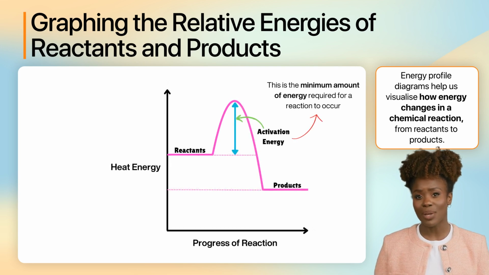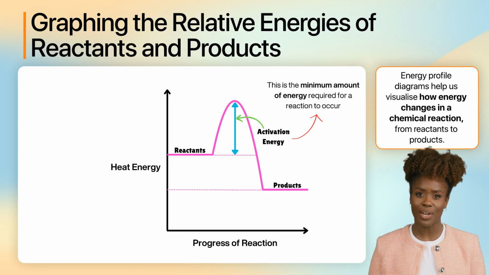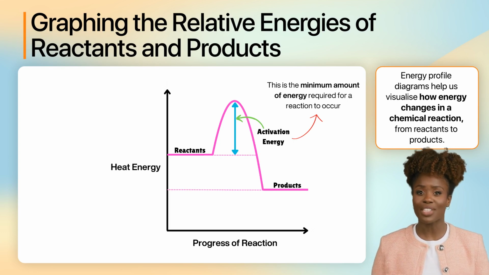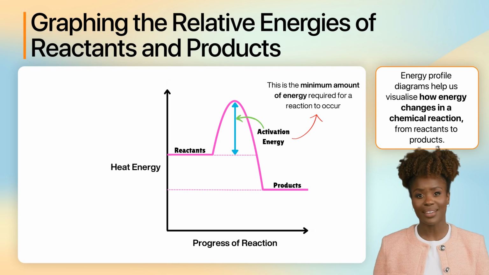This is the minimum amount of energy required for a reaction to occur. It is like the initial push needed to start a task. On an energy profile diagram, the activation energy is represented by the peak that occurs between reactants and products. It indicates the energy barrier that must be overcome for the reactants to transform into products. We will further elaborate on activation energy in the next lesson.